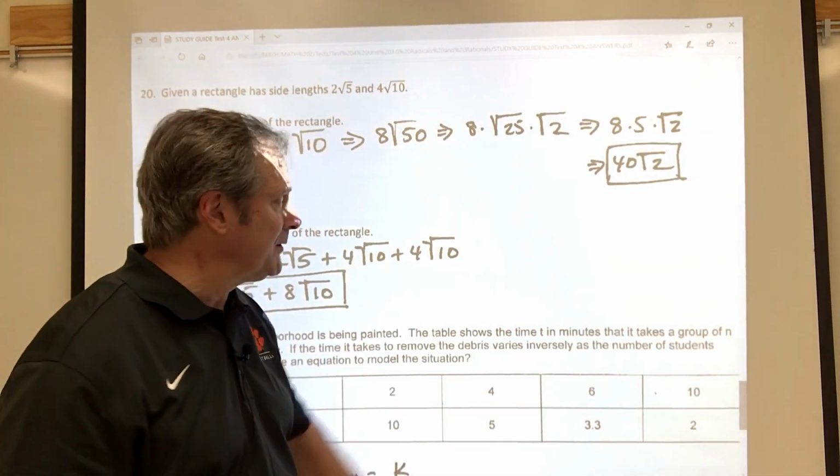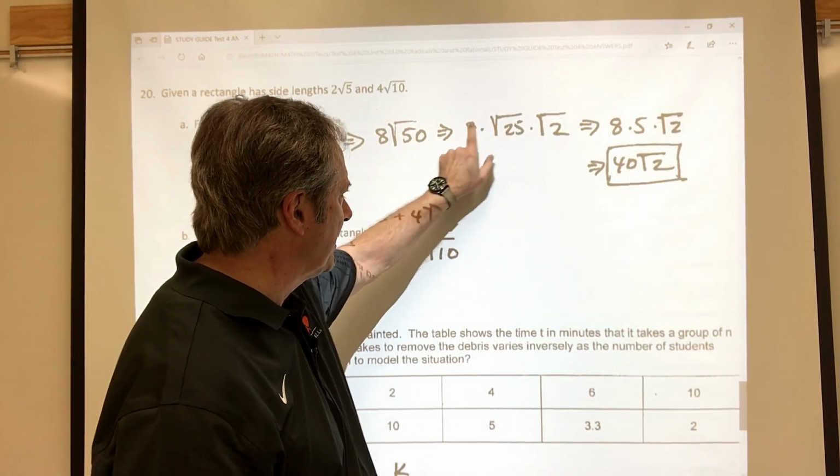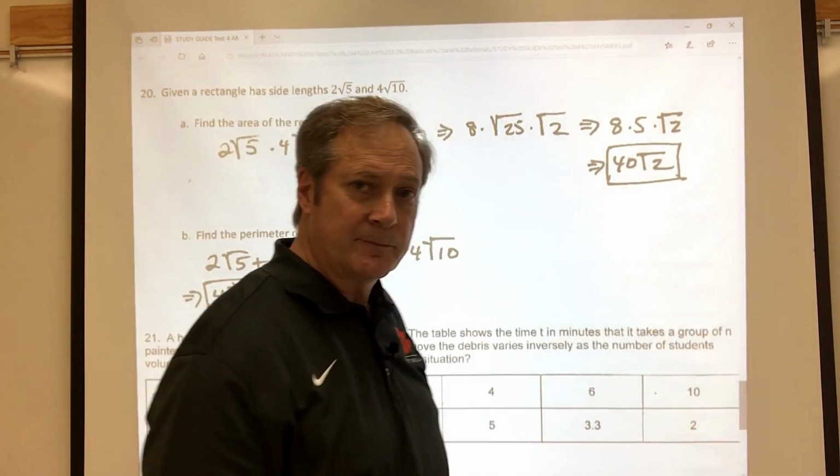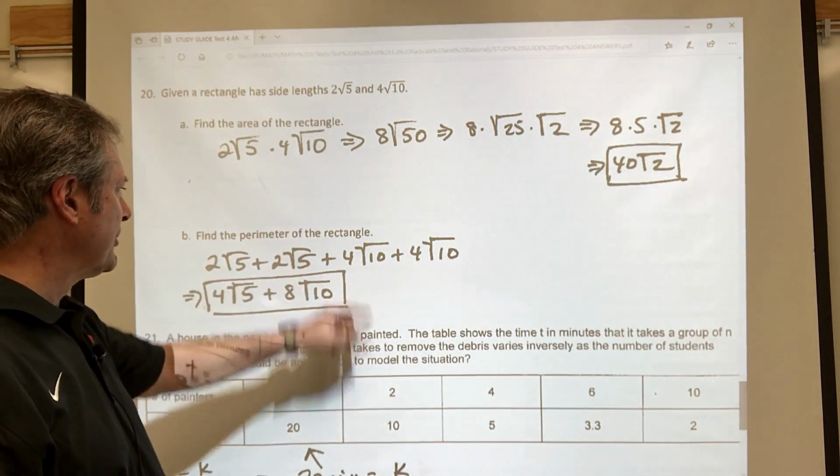Well, break down the 50. 25 times 2. What's the square root of 25? 5. 5 times 8 is 40 square roots of 2. All right, here, find the perimeter.